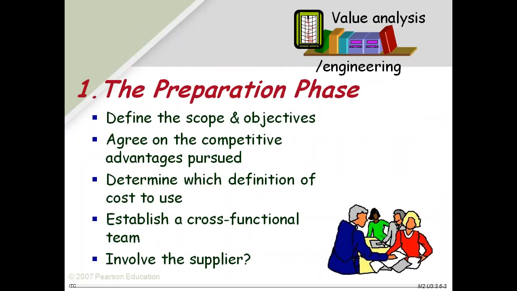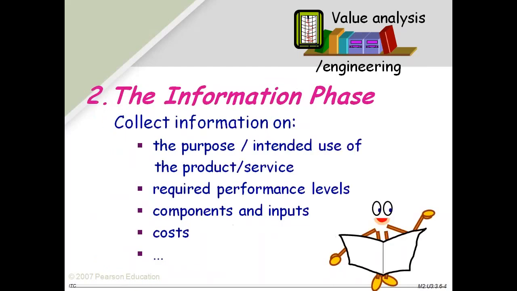Now coming back to value analysis, there are 5 or 6, 7 steps around. I'll go broadly with the concept of value analysis. The example I told you for the handle was part of the value analysis. So let's walk through the same example. The first one is the preparation phase. You feel, okay, this item is costing me very high. So define the scope and objectives. Agree on competitive advantages pursued. Determine which definition of cost to use. You make a cross-functional team, because you have to carry people from different departments along. That's what you need to do.